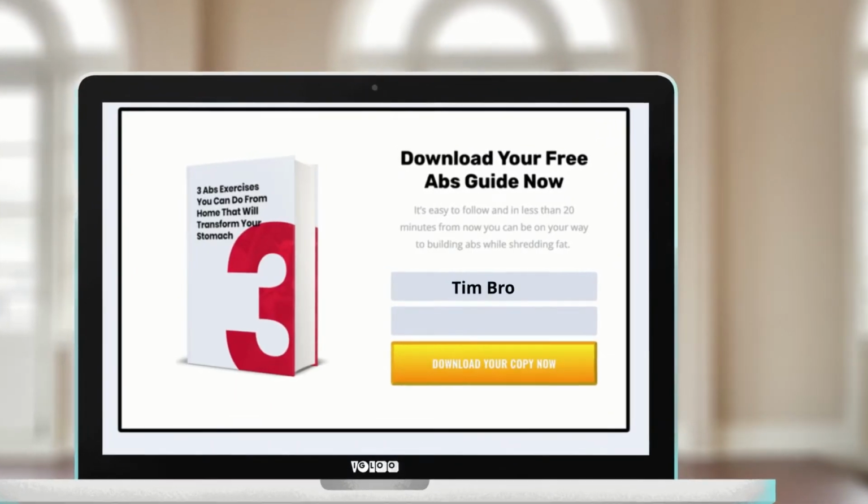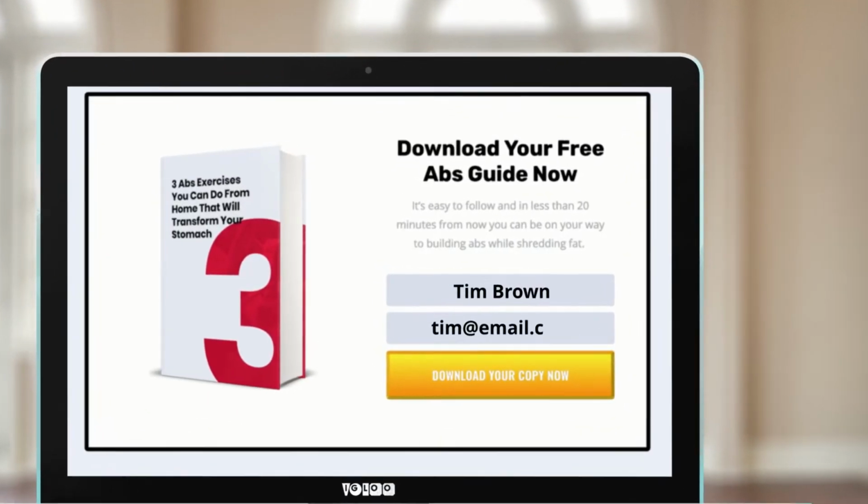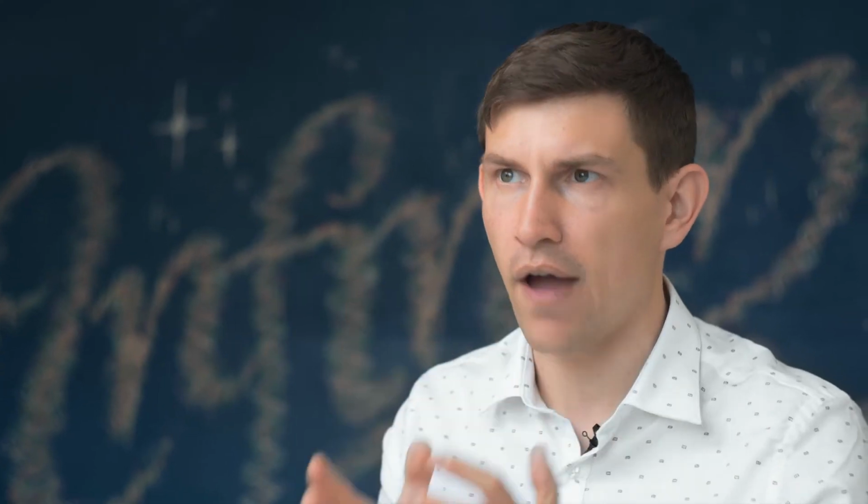So on an opt-in page, the main goal and the only goal that you really have to focus on is, hey, how do I generate this subscriber? What do I need to say? What do I need to communicate in order to make sure that the person who's arriving on the page is going to opt in? So there's a few things that go into this, but this is one of the easier pages to create, but it is one of the most necessary.